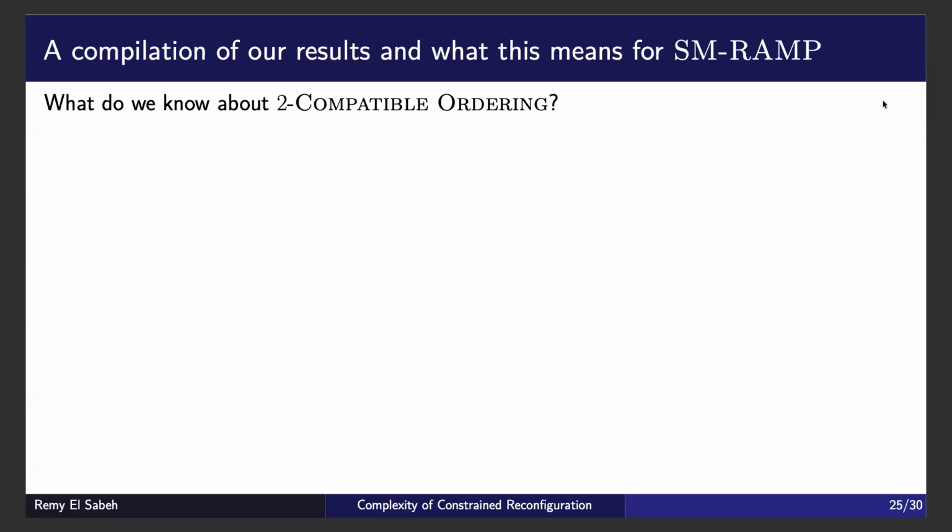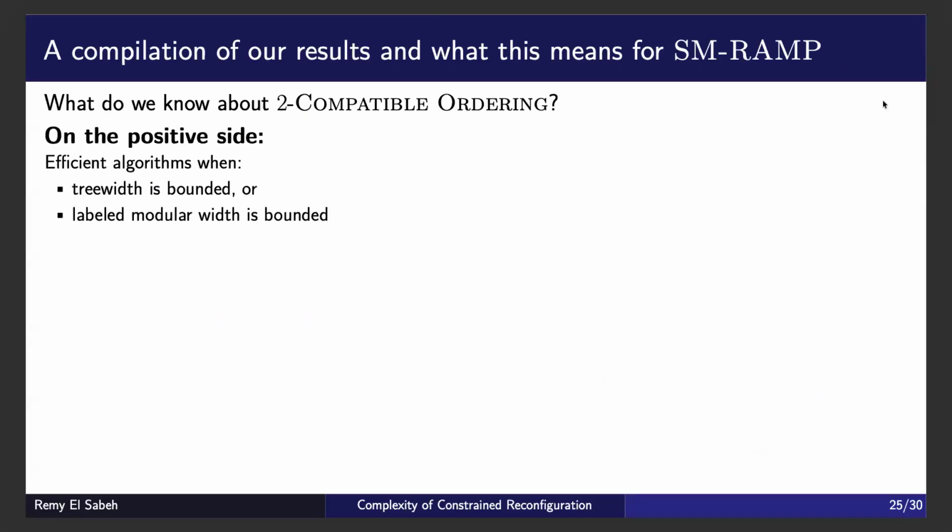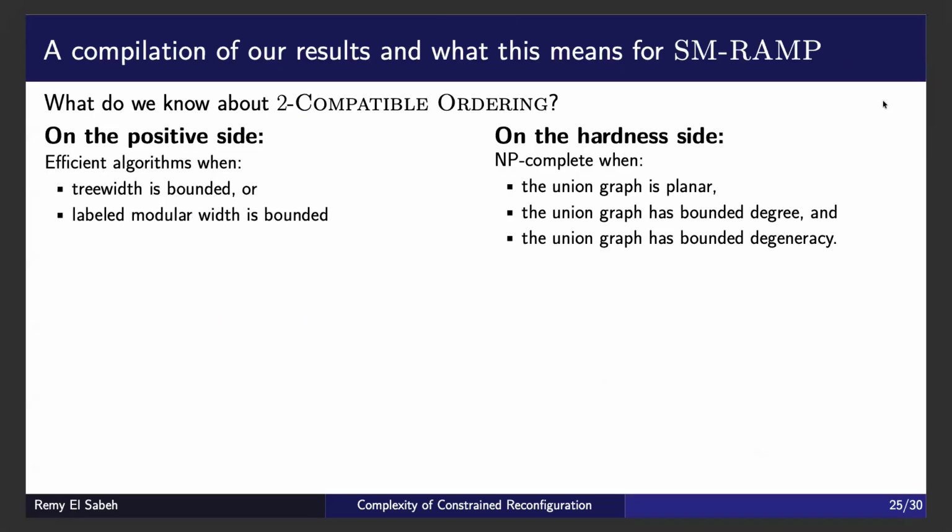So let's sort of summarize what we did. On the positive end of things, we presented an efficient algorithm when we had two examples of bounded parameters, that's treewidth and labeled module width. On the other hand, for hardness, we got NP-completeness when the union graph is planar, has bounded degree, and has bounded degeneracy. And as a bonus, we actually managed to make each constraint graph acyclic as well. So remember in the construction, we had those blue, red, and gold cycles, which were kind of looking a bit suspicious. We were able to get rid of these, and hardness was still maintained.